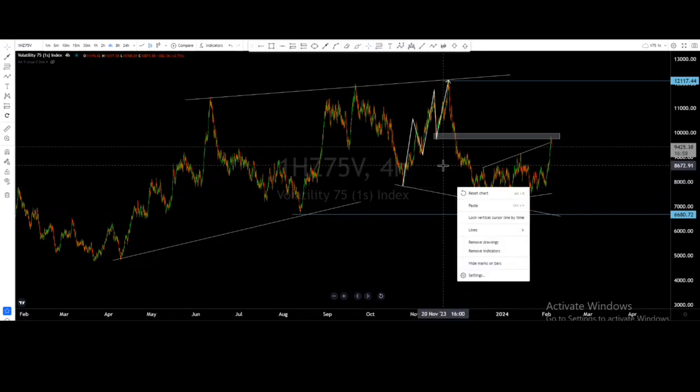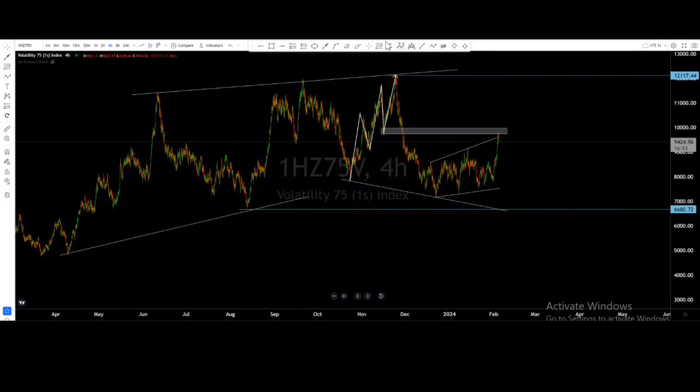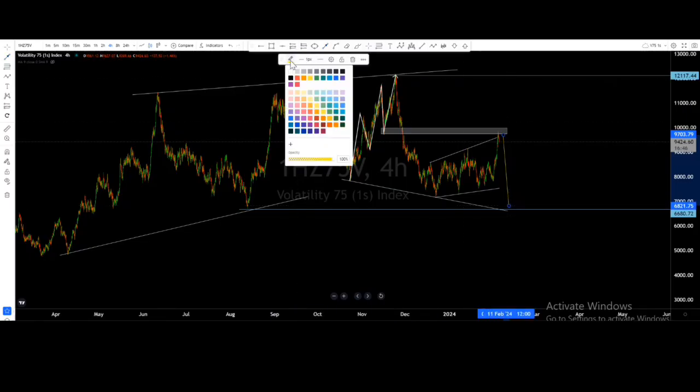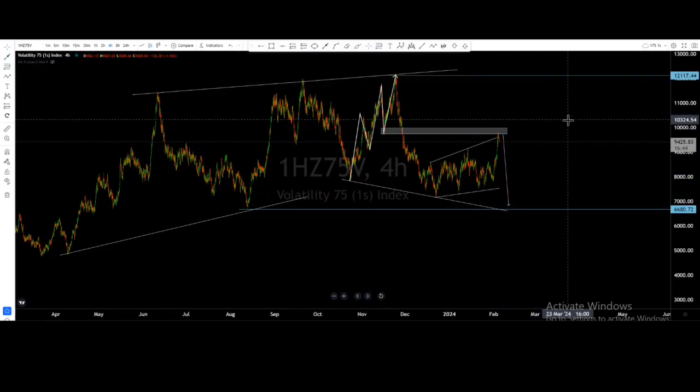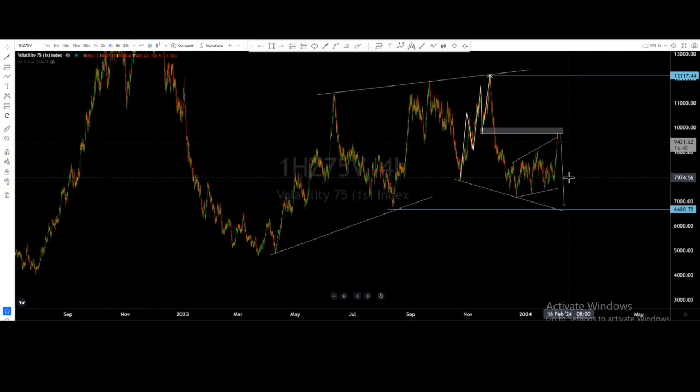So that's why I joined these two lines together. We might have a top touch there. This market might come down to touch this line again and then skyrocket to the upside. I'm changing it to white so we can see it more clearly.